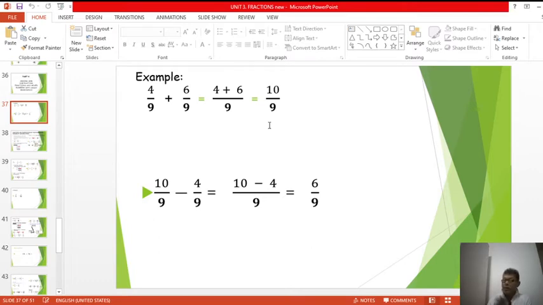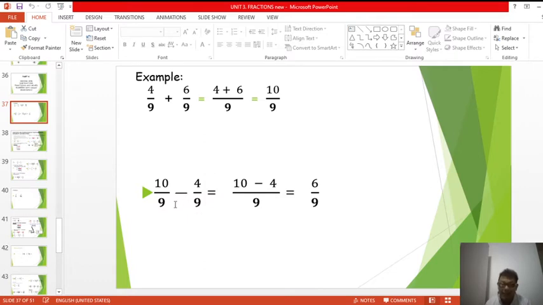Meaning if there's a fraction that you're going to add up with the same denominator, just copy the denominator and add up only the numerator. Look at the next example here. The next example is about subtraction. We've got here 10 over 9 minus 4 over 9.